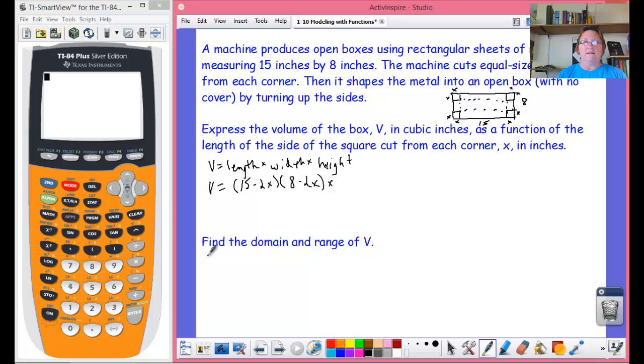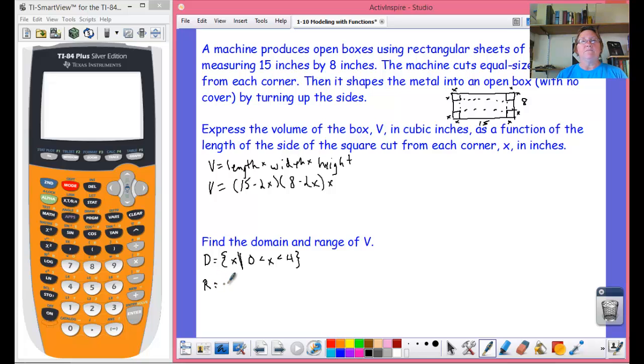So the domain here, yeah, it kind of makes sense. The domain, folks, would consist of any value of x such that x has to be in between 0 and 4. It can't be 0 because then you wouldn't have a box. It can't be 4 because, again, you wouldn't have a box. So the domain for this thing is between 0 and 4. The range of volumes then, well, you can find that.